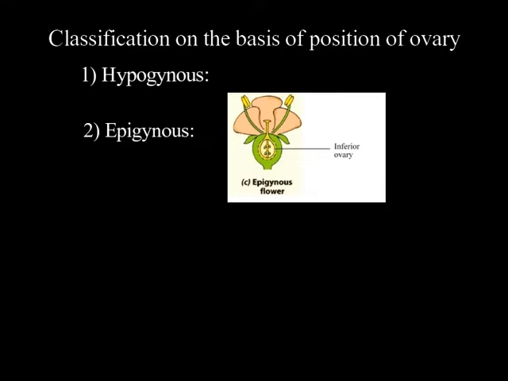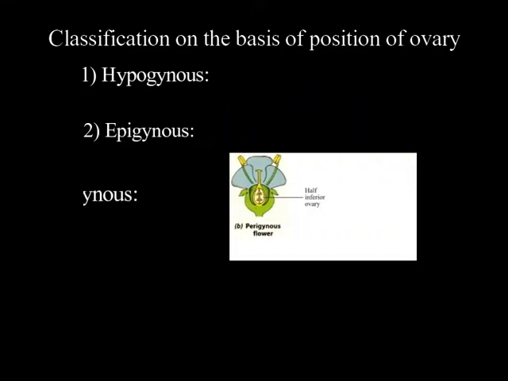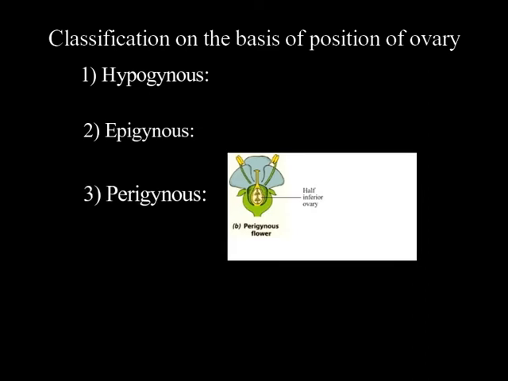For example, cucumber, guava, etc. Third, perigynous flowers. Both ovary as well as other floral whorls are situated at the same level, that is, ovary is half inferior. For example, rose, plum, peach, etc.